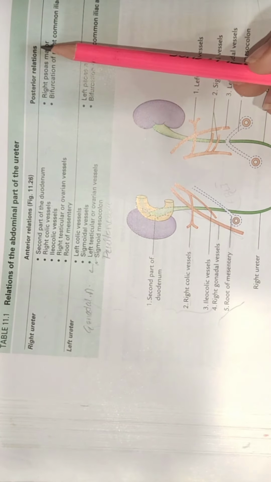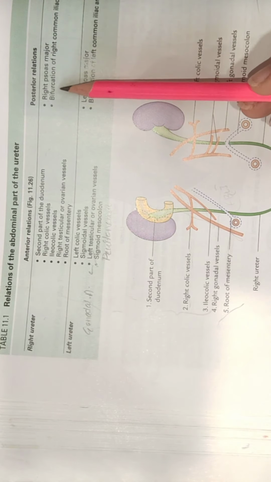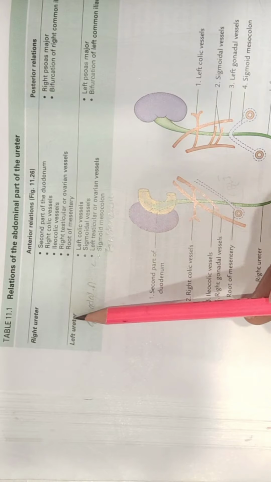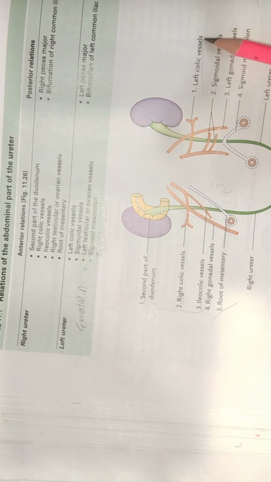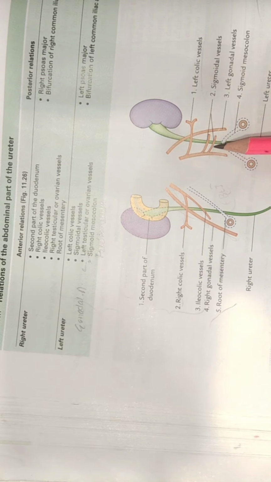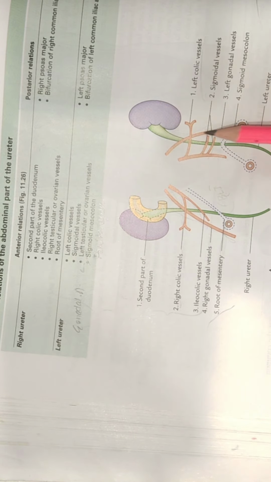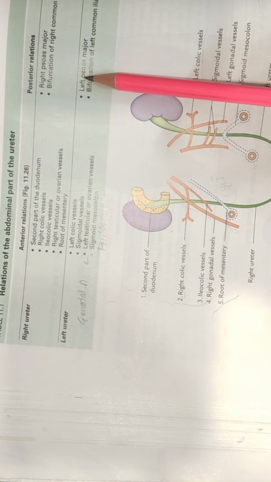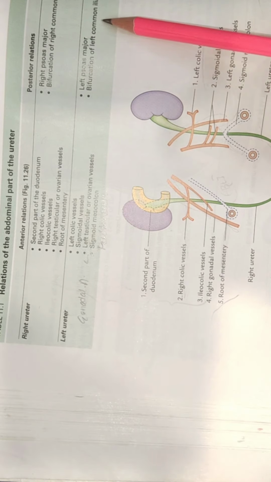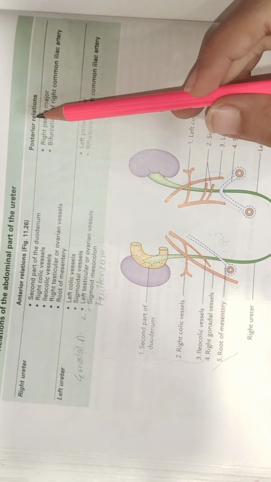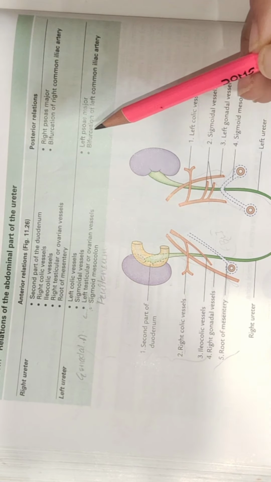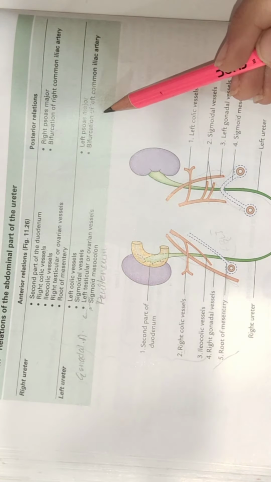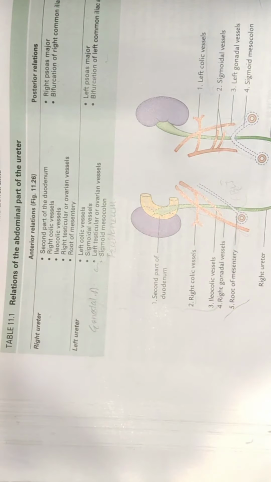Whereas the posterior relation includes the right psoas major muscle and the bifurcation of the common iliac artery. The left ureter's anterior relations consist of the left colic vessels, sigmoid vessels, left gonadal vessels, that is, left testicular or ovarian vessels, and the sigmoid mesocolon. The posterior relations of the left ureter include the left psoas major muscle and the bifurcation of the left common iliac artery. The posterior relations are easy: right psoas major and bifurcation of the right common iliac artery, left psoas major and bifurcation of the left common iliac artery.